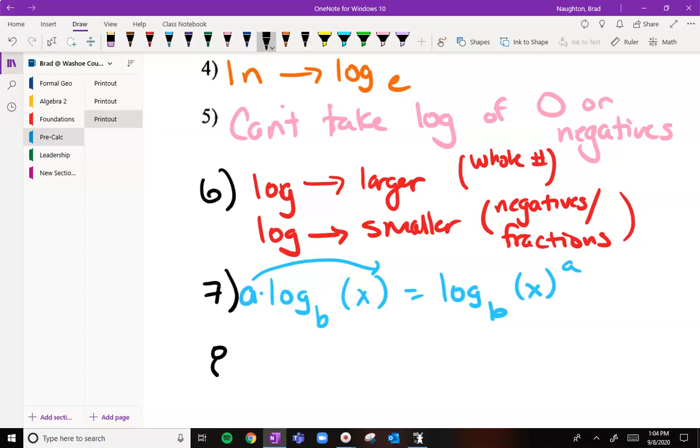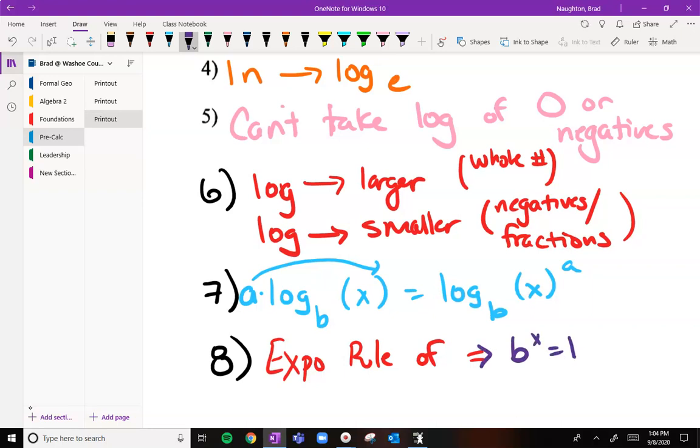All right, and last but not least, it's considered to be the exponent rule of equality, or property of equality. But that's if you have the same base, b to the x is equal to b to the y, then because your bases are the same, x equals y.